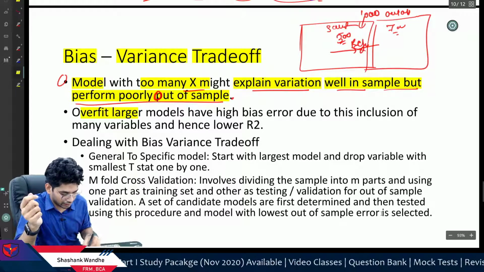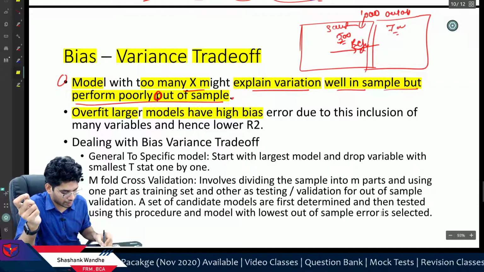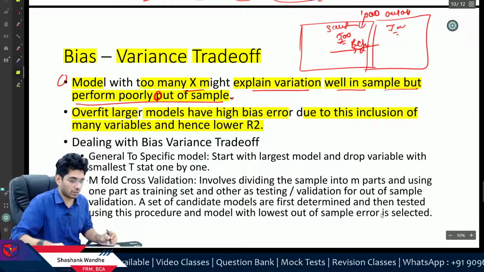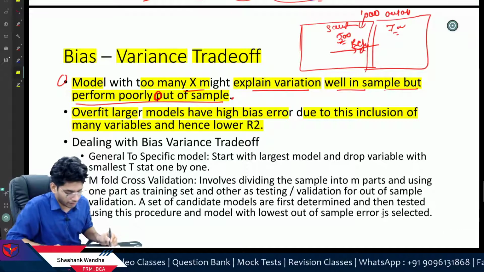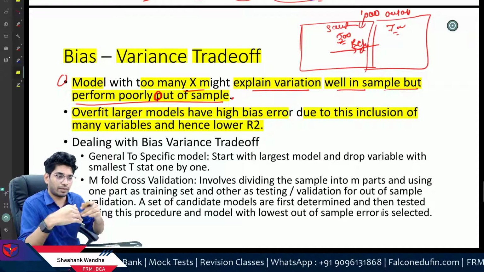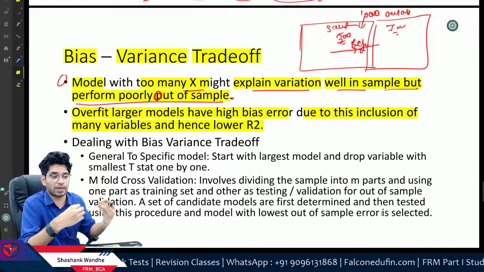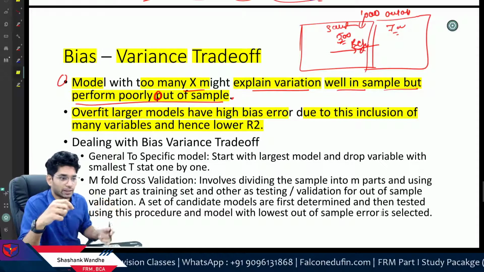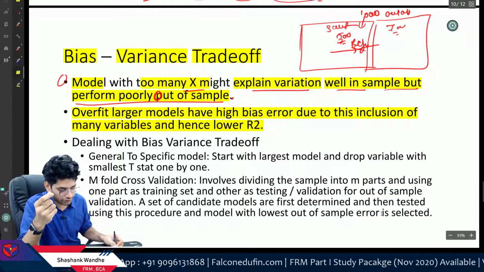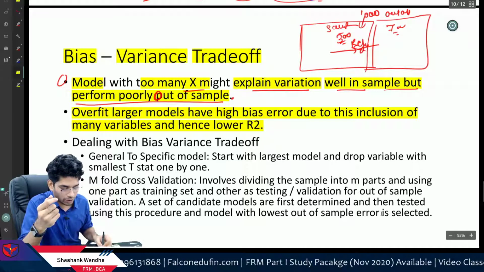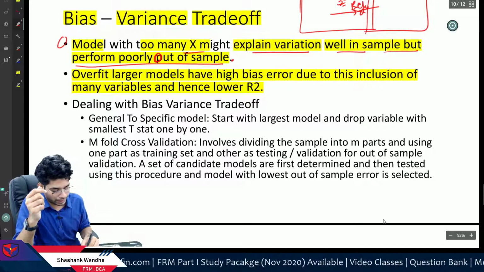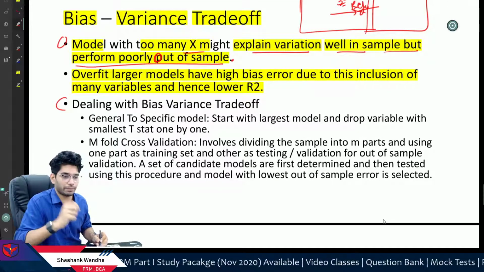Then there is overfitting. This will result in overfit. Larger models have high bias errors due to the inclusion of many variables, and hence a lower R square, adjusted R square it should be. Overfit larger models are those that, based on the sample, are able to explain everything properly. These models will have higher bias errors due to the inclusion of many variables, and hence a lower R square value. This is a statement you are supposed to remember. Again, it is not possible to explain in a theoretical discussion. You have to remember it.